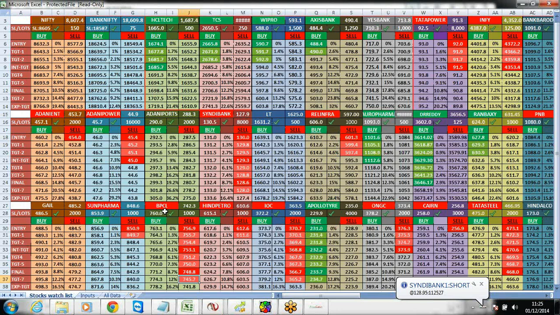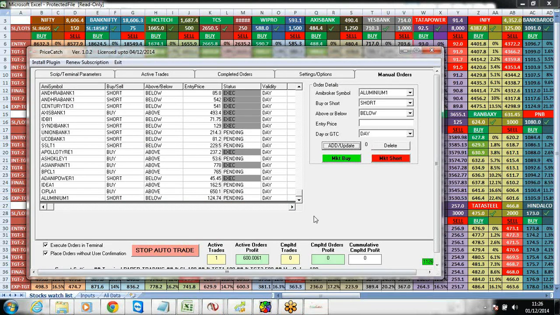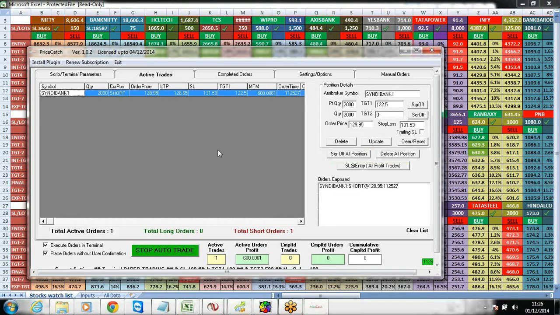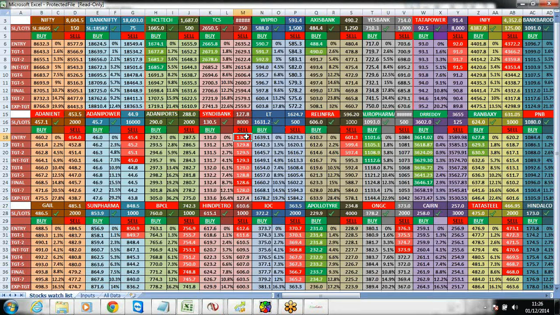So my Syndicate Bank call is triggered now. You can see it's already made its profit here. But the Syndicate Bank call that I had placed was from the TradingTree. In case you would have entered Syndicate Bank here, you would have made at least 2 rupees profit by now. That is the advantage of having both the softwares. So roughly you would have made around 2,400 rupees profit in each lot if you would have entered at this point, 130 entry.